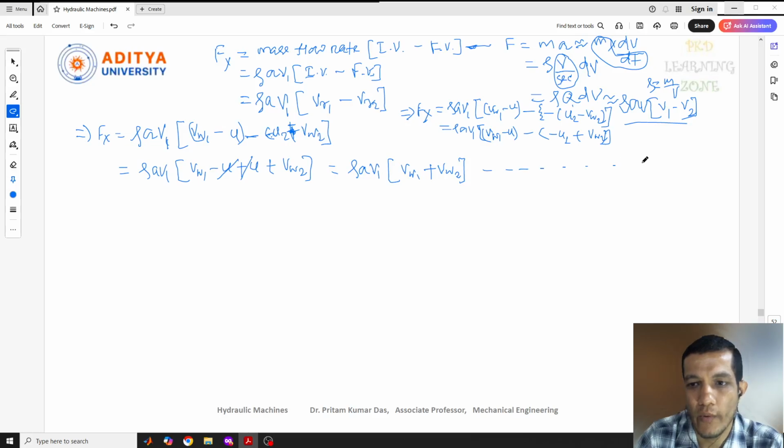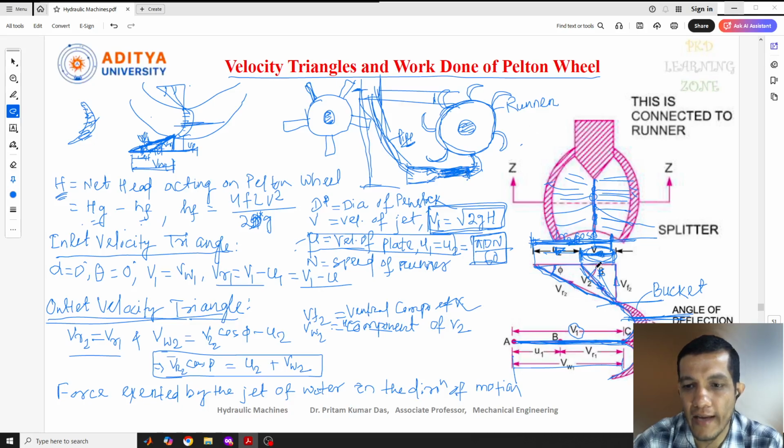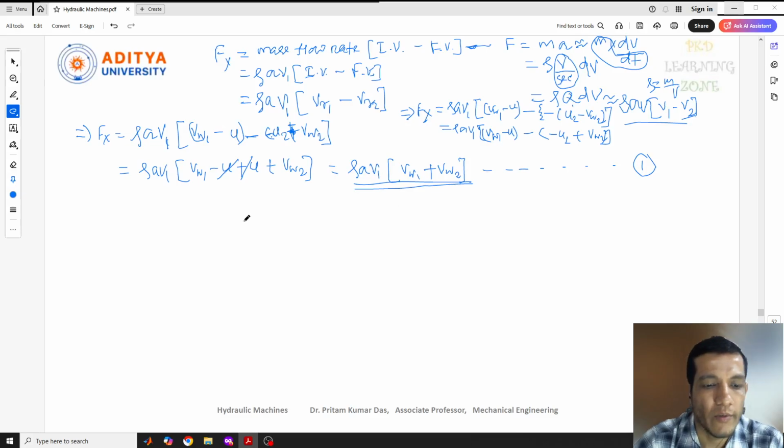This one we can give as an equation, and this we have already derived previously during the impact of jets. Now at this condition, what is the angle of beta? The angle of beta is always 90 degree here. So beta is the acute angle here. Acute angle in the sense it is less than 90 degree.